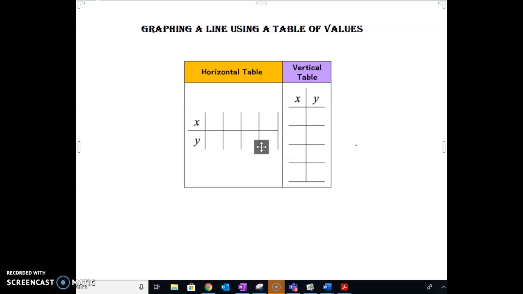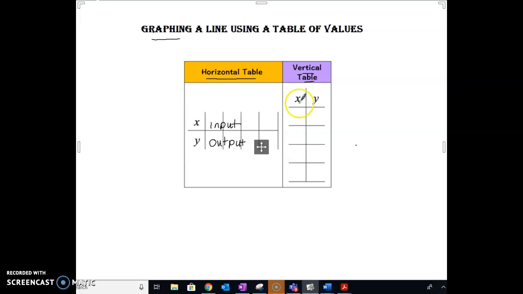This is just a video to help you review how to graph a line using a table of values. We'll see two types of table of values, a horizontal table and a vertical table. The x is going to be on the top if it's a horizontal, and remember the x is my input value. The y will be on the bottom. That's what you get. That's the output.